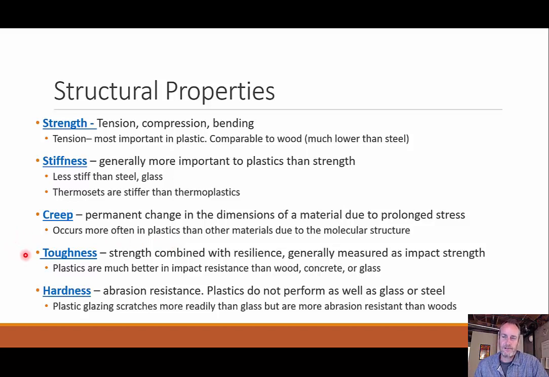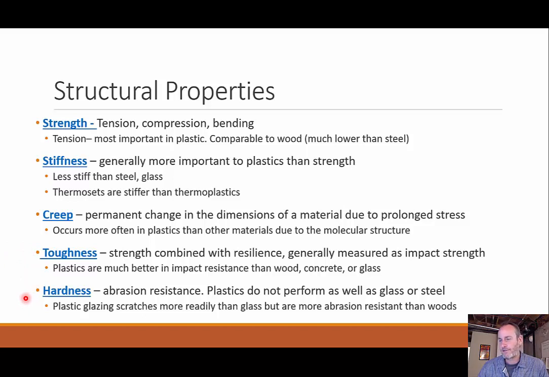We can talk about the toughness of plastic. The toughness has to do with how much it can move and bend and everything before it actually breaks. That's why it says strength combined with resilience, because strength is when it starts bending, and then how much can it go before it actually breaks. It's generally measured as impact strength. Plastics are much better in impact resistance than wood, concrete, glass. So this is one of its key characteristics, it can be very tough.